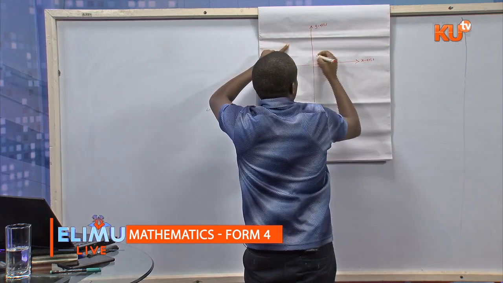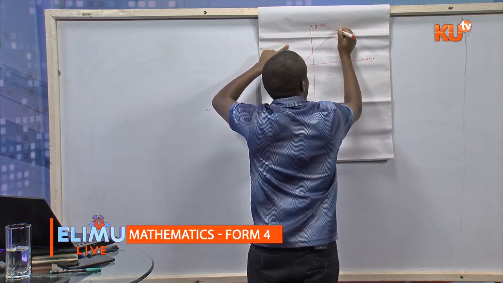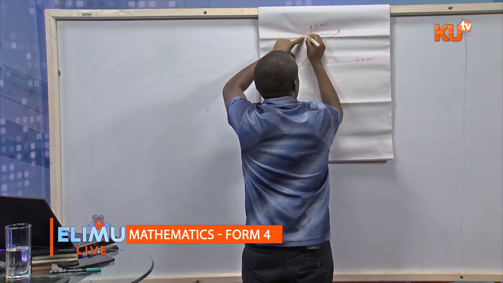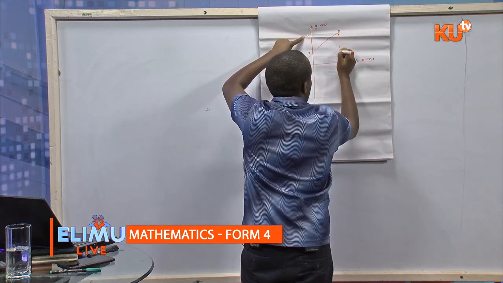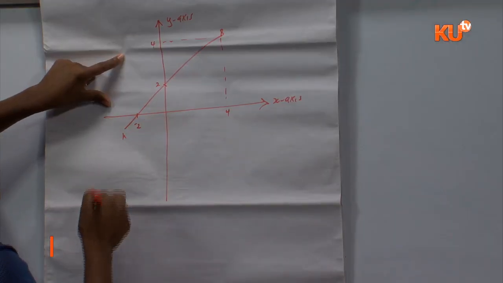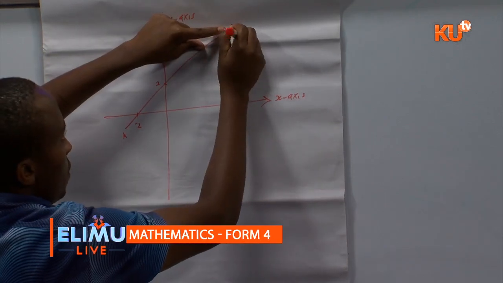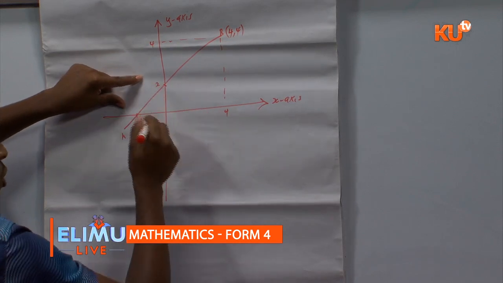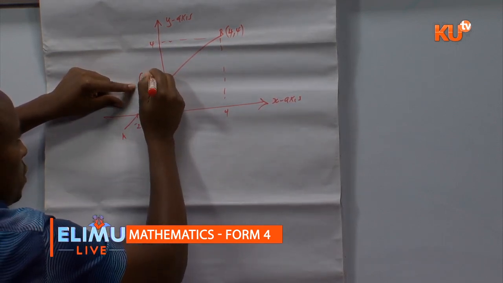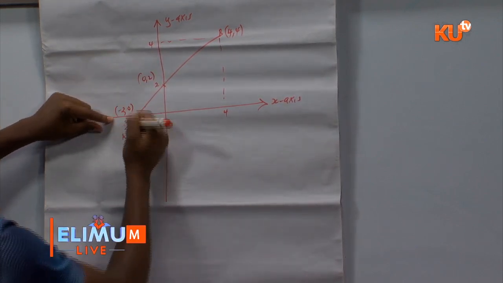So we have this line AB, this point 2, this is point 4, and this point negative 2. So we are able to label the coordinates of these points. This point is (4, 4), this point is (0, 2), and this point is (-2, 0).